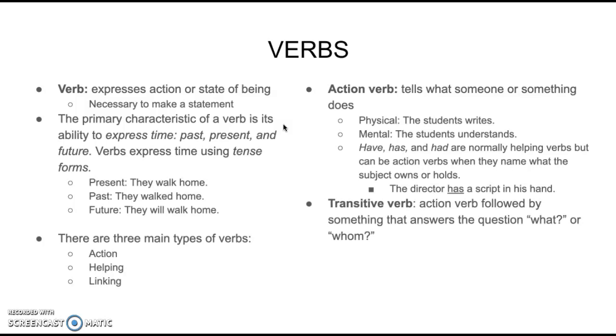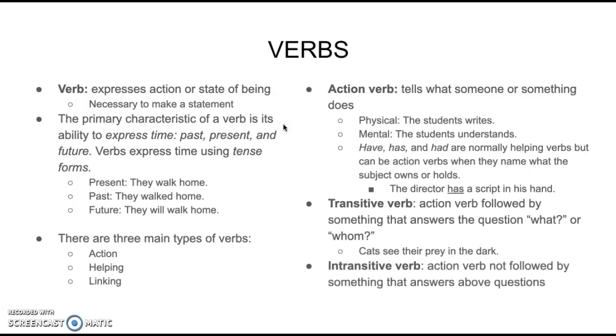Action verbs can be transitive or intransitive. A transitive action verb is followed by something that answers the question what or whom, like cats see what? Their prey in the dark. Whereas an intransitive verb is an action verb not followed by something that answers the above questions. So if you had a sentence that was just cats see, period, it would be intransitive.